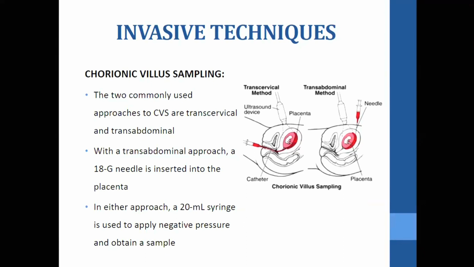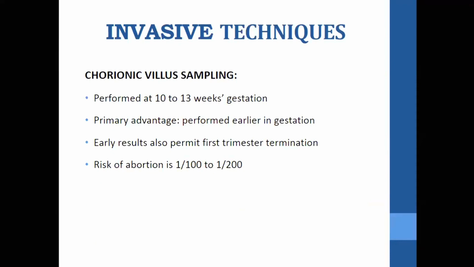Coming to CVS, there are two approaches. It can be transabdominal or transcervical. For the transabdominal approach, an 18 gauge needle is inserted into the placenta, and using a 20 ml syringe, by applying negative pressure, we collect the chorionic villus. It is performed at 10 to 13 weeks of gestation. The primary advantage of CVS is that it is done early in gestation, and early results may permit early termination. The risk of abortion is higher in the case of CVS, around 1 in 100 to 1 in 200.